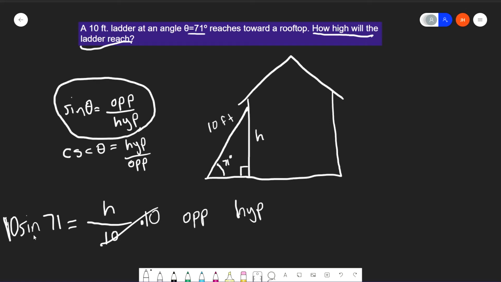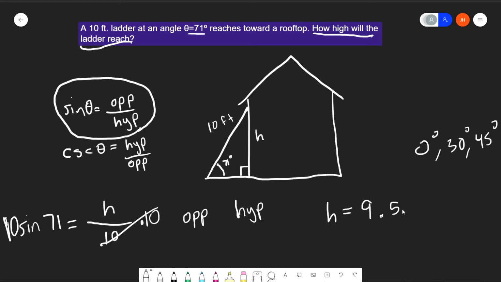Unless we have some of our angles which are on the unit circle, such as, for example, 0 degrees, 30 degrees, 45 degrees, so on. Unless I have some of those unit circle angles, I'm going to use a calculator to evaluate this. So if I pull this up on my calculator real quick, I would get 9.51. So the height is equal to 9.51. And now that's not my final answer, right?